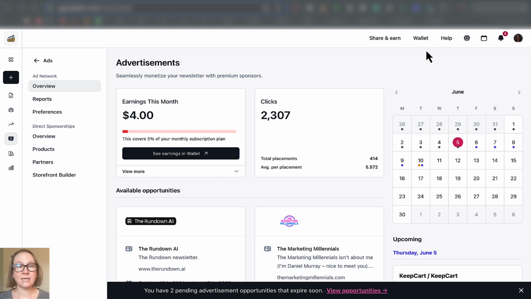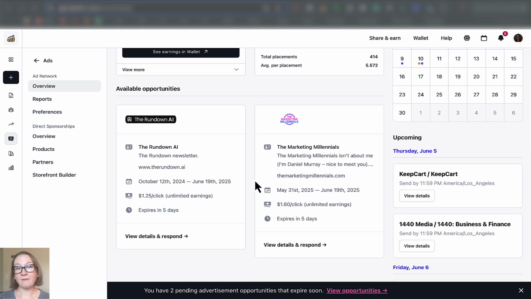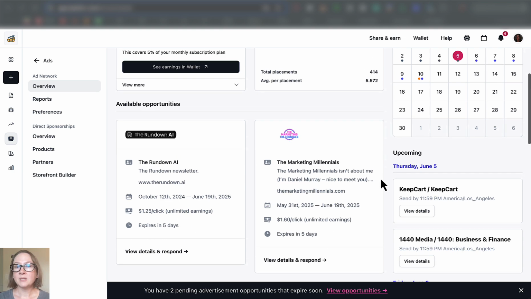Okay, so as you can see, I am on the screen here for ads within my Beehiiv account. You can see that just this month alone, I've already made a big whopping $4. That is for one email send so far. You can also see here that I have 2 pending advertisement opportunities for this newsletter. You can see how low they pay per click. We got $1.25 for this one, $1.60 for this one.